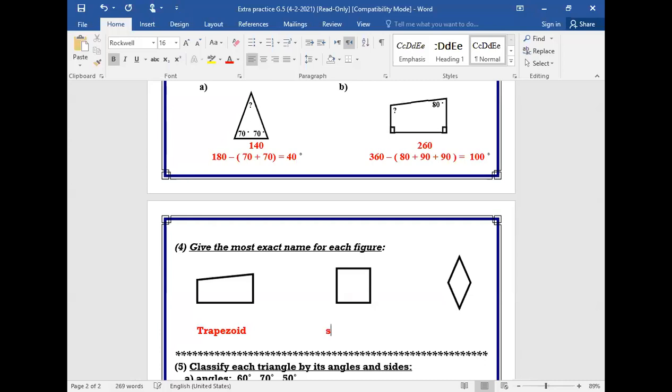This is a square. The other one is a trapezoid. And the third one is a rhombus. Trapezoid, square, and rhombus.